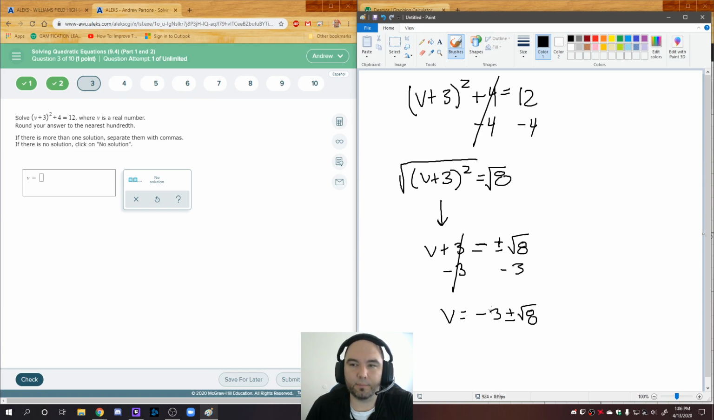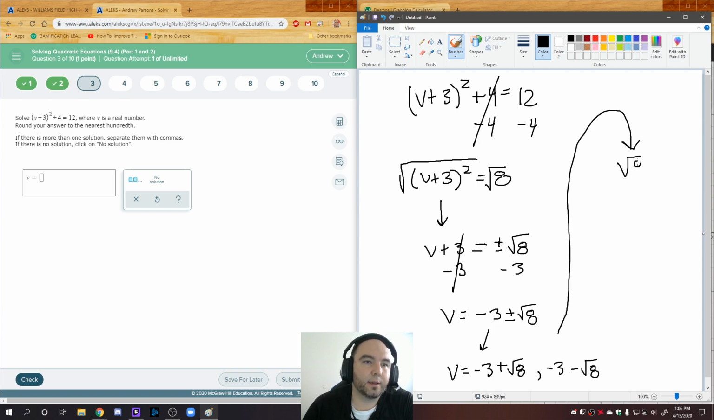v equals negative 3 plus or minus the square root of 8, which technically, to be honest, if you're writing this all legitimate, would be negative 3 plus the square root of 8. That's one of the answers, whatever that equals. And then the other answer is negative 3 minus the square root of 8. Again, these are not the most accurate answers, because if you were going for the true super best answer, you'd write 8 is 4 times 2 and 4 is 2 times 2, and there's a singular pair of 2's. So therefore, v equals negative 3 plus 2 root 2, and v equals negative 3 minus 2 root 2.